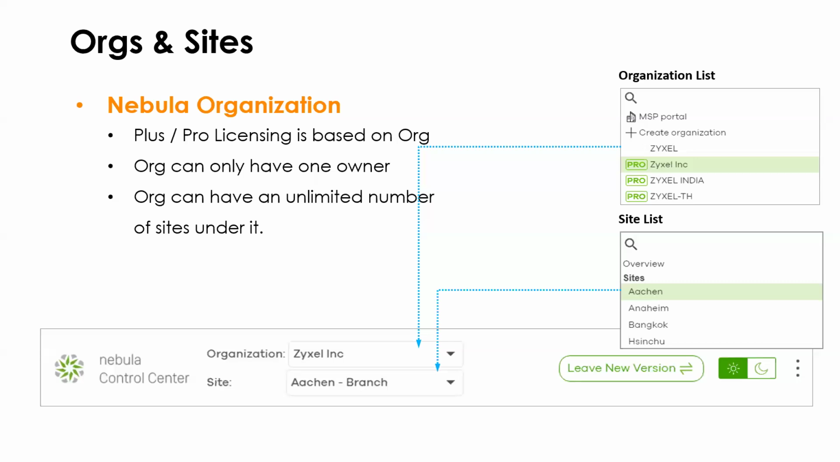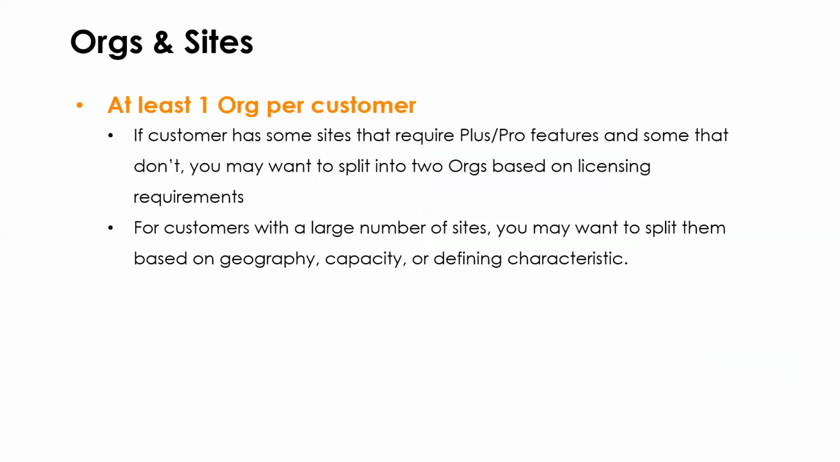Then we've got our interface here. Once you're in Nebula and on one of the dashboards or configuration screens, up at the top we've got this drop-down menu for you. It makes it really easy to jump between customers by using the org pull down, and then sites using the site pull down. So it's really quick to jump between those.